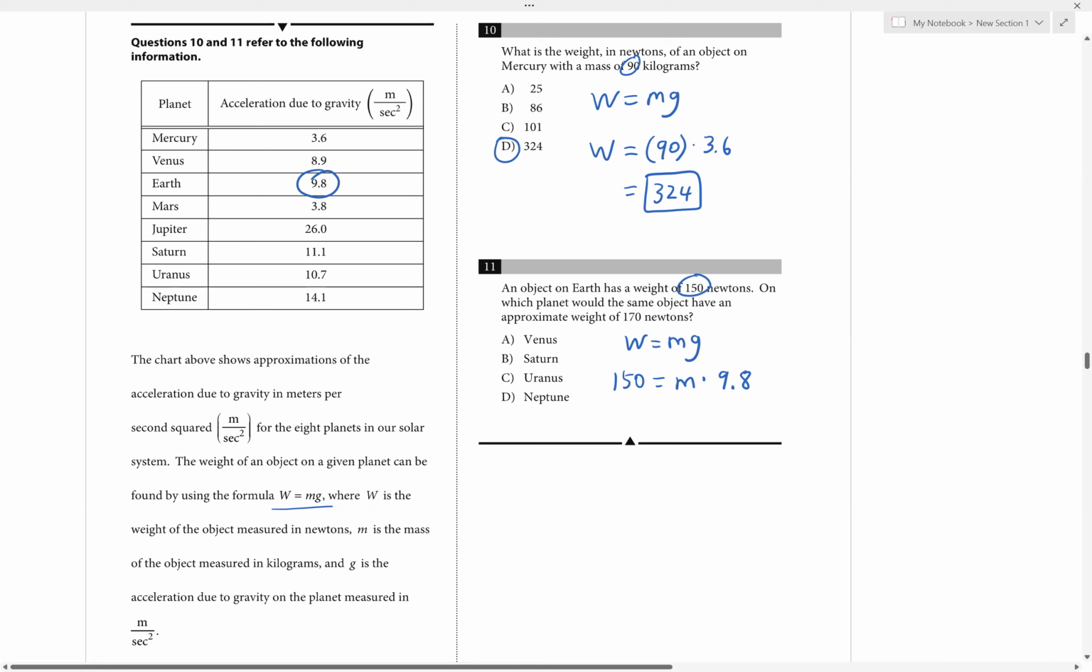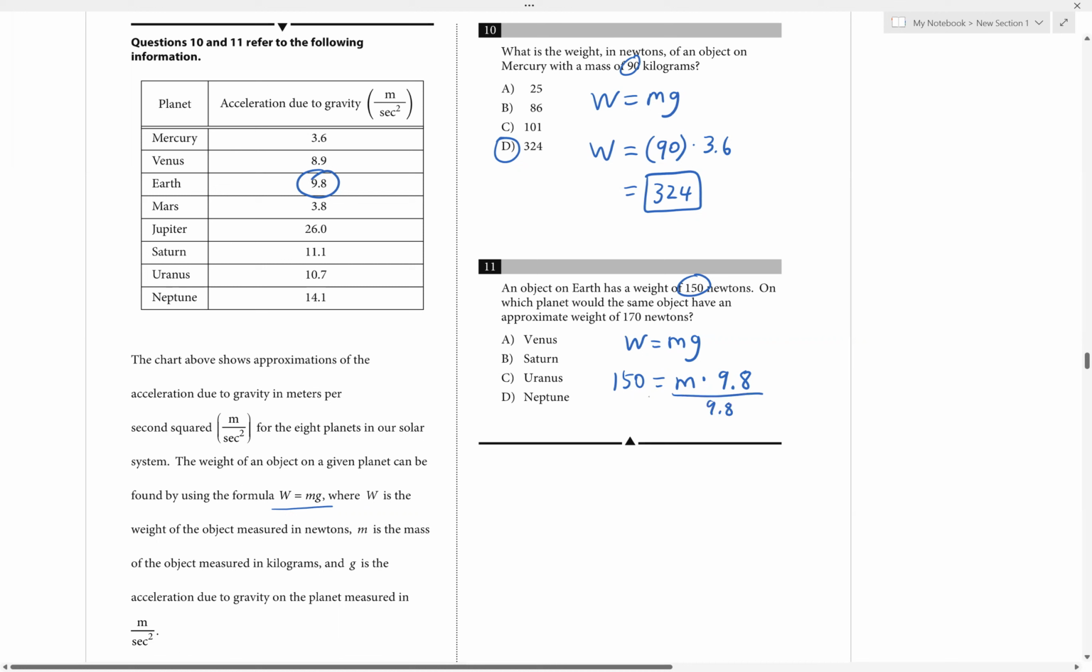Based on this equation, we can actually solve for the mass of the object. Once you have the mass of the object, we can use that to figure out which planet, because the mass of the object will never change. So you can use that to plug into the formula again. But let's just go ahead and solve for m here.